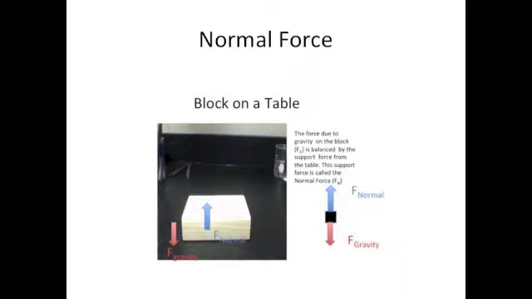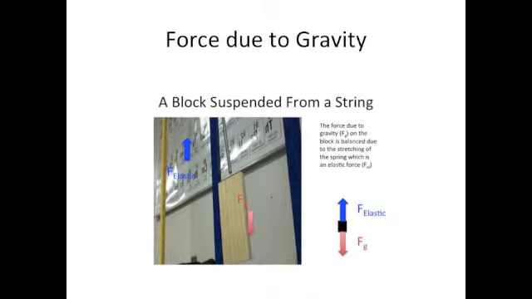An example of a normal force would be a block on a table. The force due to gravity on the block is balanced by the support force from the table. This support force is called the normal force. An example of force due to gravity would be a block suspended from a string. The force due to gravity on the block is balanced due to the stretching of the spring, which is an elastic force.